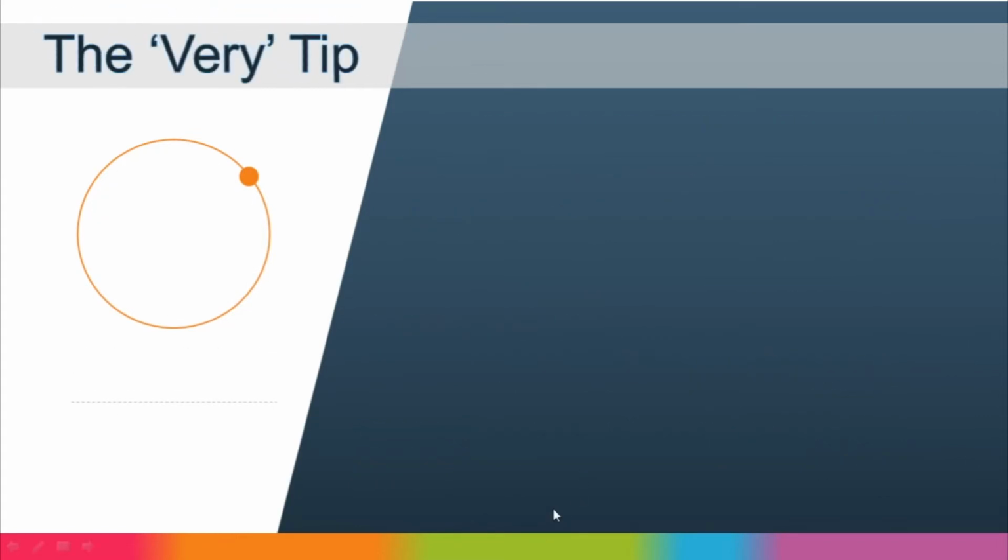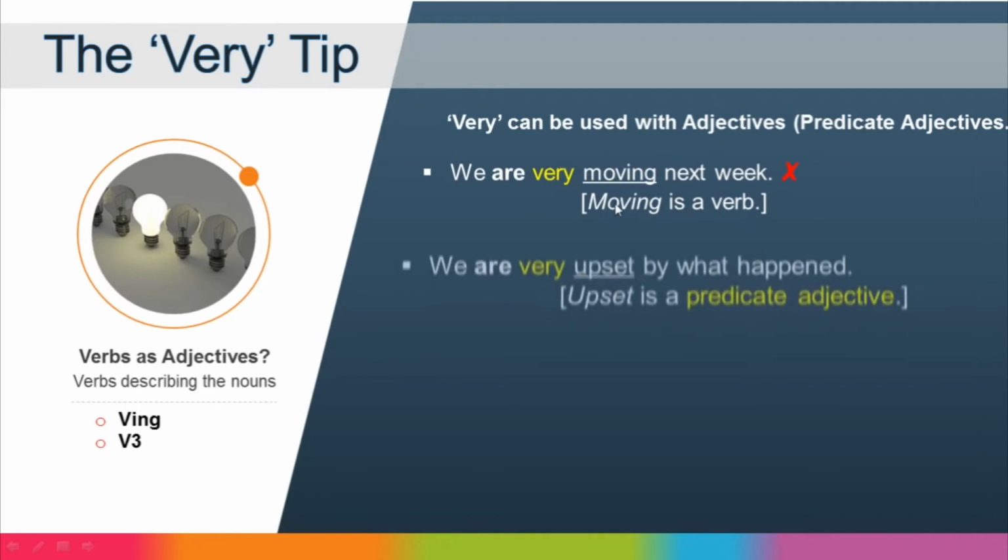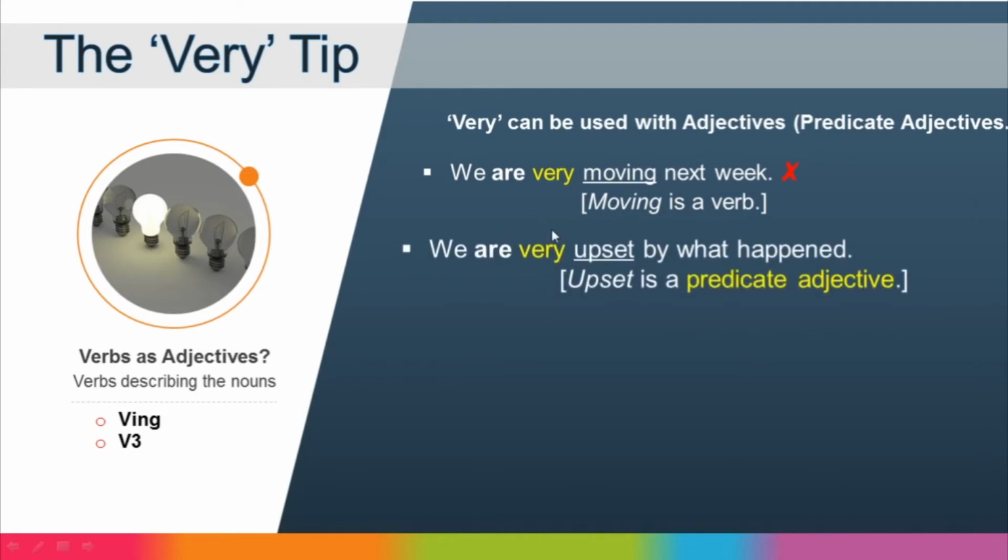Now, let us see how we're going to do that. Very can be used with adjectives, or in this case, predicate adjectives. Example, we are moving next week. Now, moving is a verb. If you put very in front of it, this doesn't really make any sense, because moving here is part of the verb are moving. This is a verb, because when you put very in front of moving, verb ing over here, it doesn't make sense.